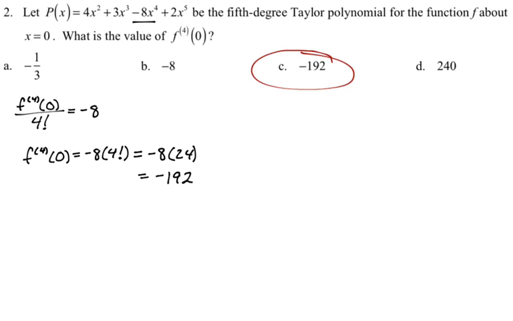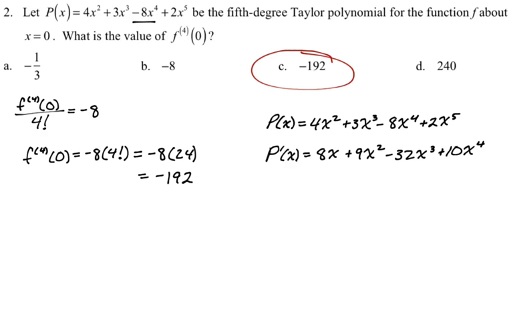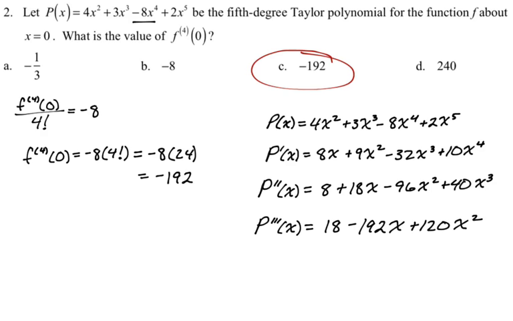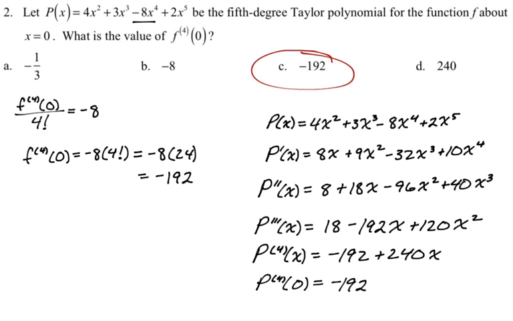But there's another way to deal with this, and that is that you can actually just remember that a Taylor polynomial matches the value of the function and the value of the derivatives of the function at the center. So you could actually just start with the original, and I'm going to find the fourth derivative. I'm not going to make you watch that, but power rule it, power rule it, power rule it one more time, and now evaluate this at 0 to get the fourth derivative is negative 192. Get the same answer either way.